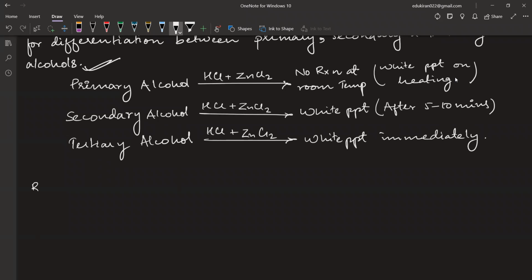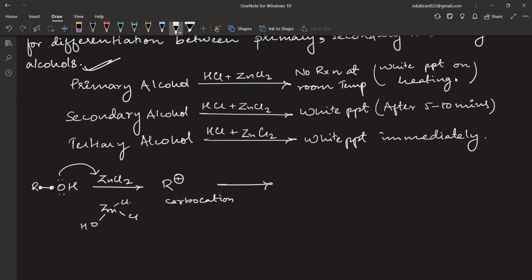So what happens actually? I have ROH, and when I treat this with HCl plus ZnCl2, first of all, let us see ZnCl2. This ZnCl2 removes the OH negative, because the OH negative has lone pair electrons, it attacks the zinc, and zinc forms ZnCl2OH. Okay, so this entity is formed, and we get R positive, because the oxygen will take away the bonded pair, because it is more electronegative. So that means we are getting a carbocation.